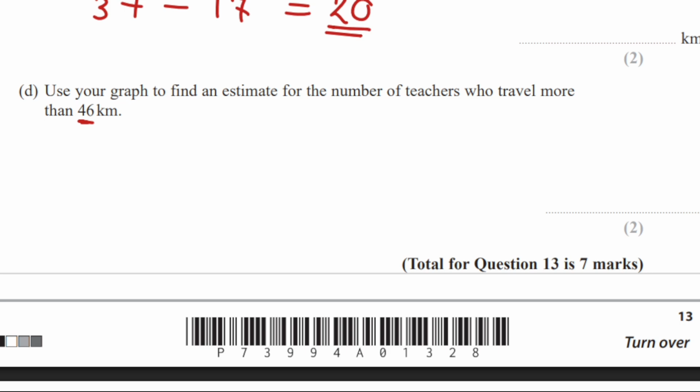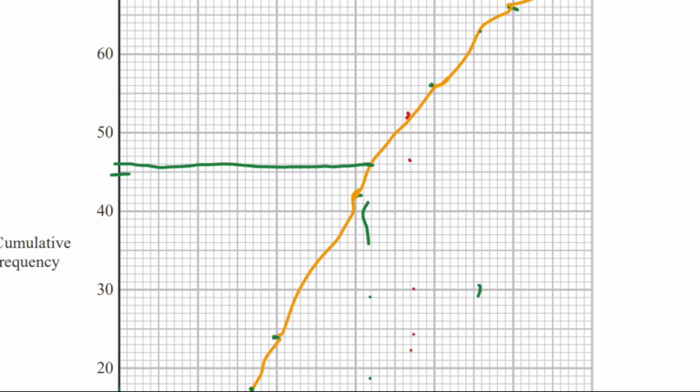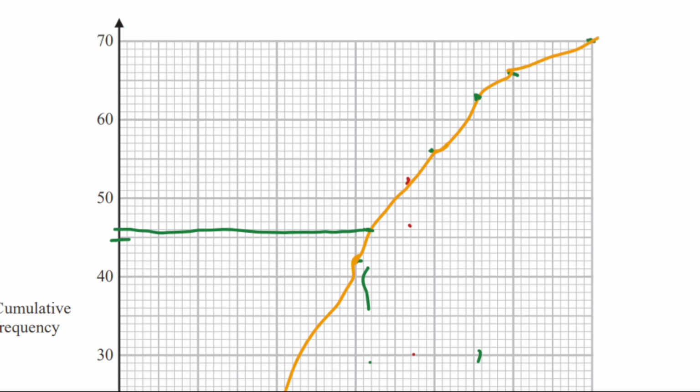Now the last part says, use the graph to find an estimate for the number of teachers who travel more than 46 kilometers. Let's do this question. So they gave us the distance, 46 kilometers. Let's look at it. This is 40, this is 50, this is 45 in the middle, this 45, 46, this is it here, right? It's just this line. Let's go up until we cross the graph. All right, so it's this point here. I made it.